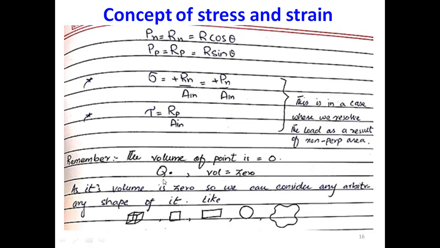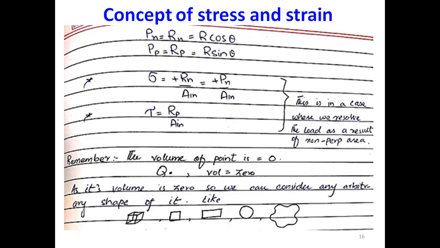Further, in order to explain this or to discuss the general state of stress, as we discussed, we define stress at a point within the material. All of you know that the volume of a point is zero. A point has zero volume, zero area.